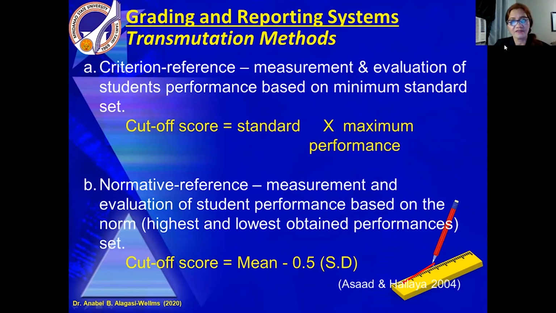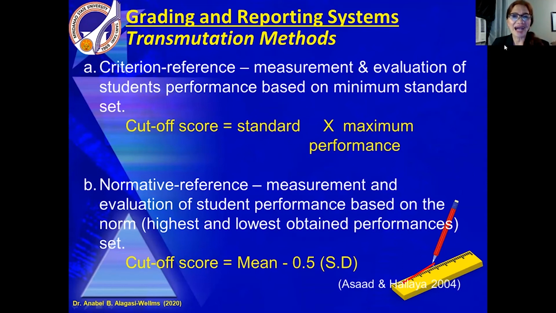This is measurement and evaluation of student performance based on the norm. So the highest and the lowest obtained performance is set. The cutoff is equivalent to the mean, or mean score, and then minus 0.5 standard deviation. That's according to Asaad and Hailaya. Simply put, normative reference method is that you do not follow the 50% standard. You don't follow a 70% standard in passing the test.